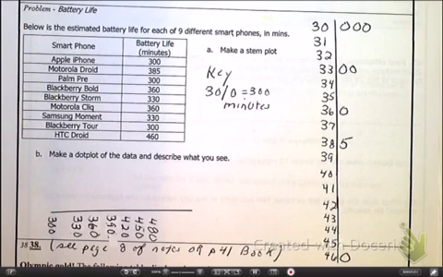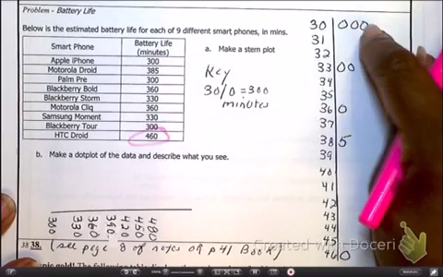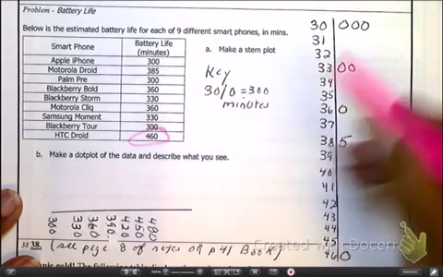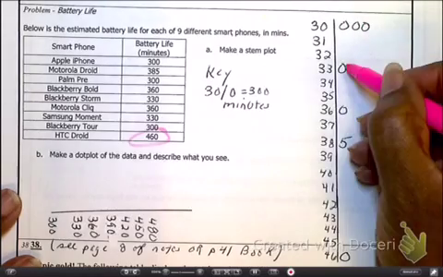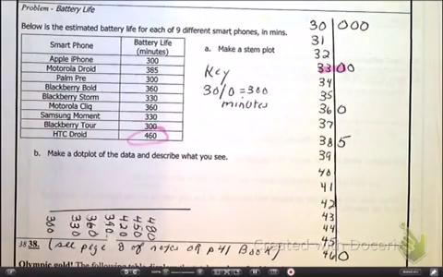Again, things are so spread out. Looks like 460 is an outlier. The data is on the left side, so this appears to be right skewed. And the one that's in the middle is 1, 2, 3, 4, 5. So it looks like 330 is the median life of the battery.